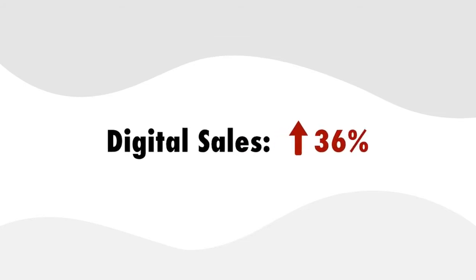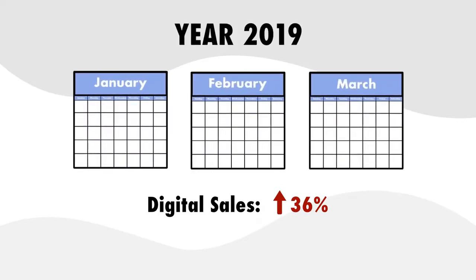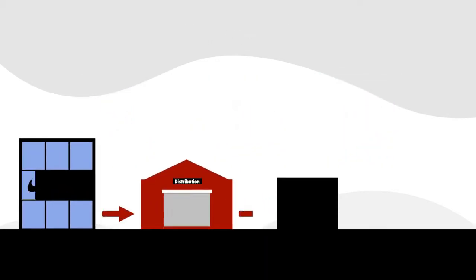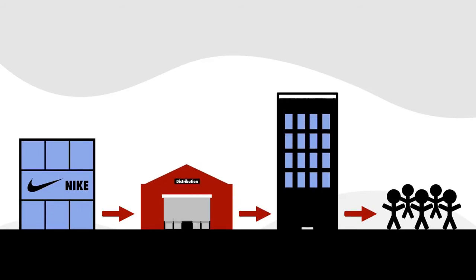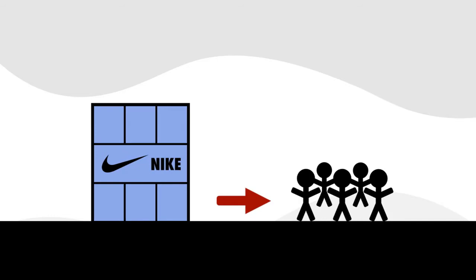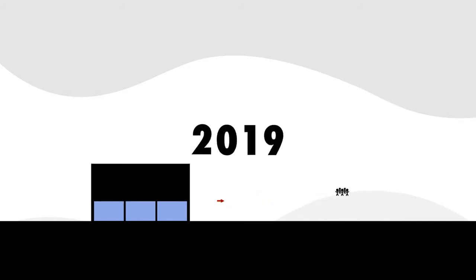And all these efforts seem to be paying off, as Nike's digital sales rose 36% in the first quarter of 2019 and reached $1 billion of net income for the first time in the company's history. Rather than continue with the traditional business model, Nike decided to be proactive and switch their marketing strategy, a move that was necessary to stay relevant for years to come.